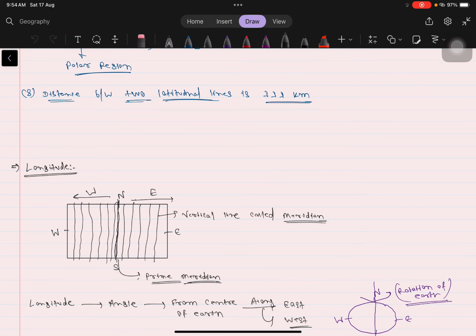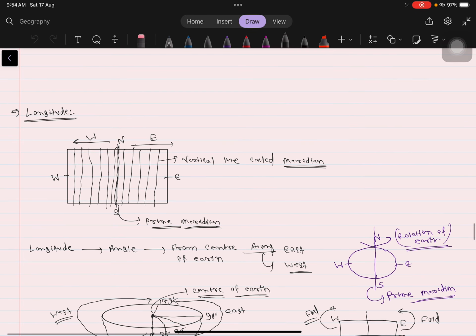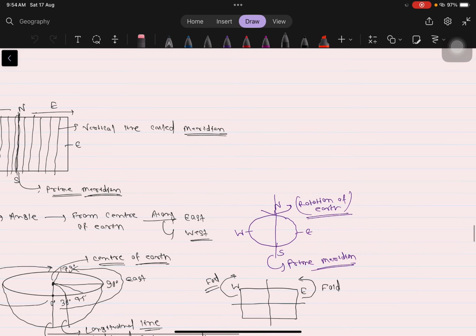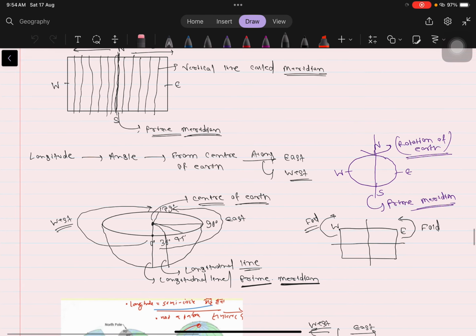Now talking about longitudes, they are nothing but the vertical lines. This is the earth, and this is the prime meridian, in north-south direction. This vertical line is also called meridian, and this is the reference point taken, which is called prime meridian. So longitude is nothing but the angle made with the center of the earth in the east and west, along east-west direction. This is east-west, north-south. This is the prime meridian, and the movement of rotation of earth is along north-south direction only.